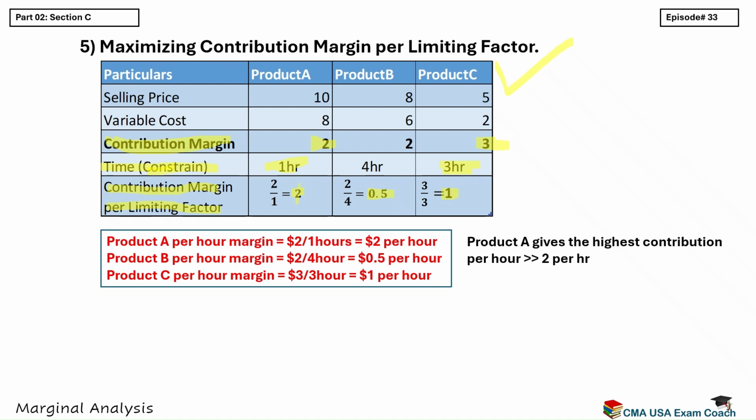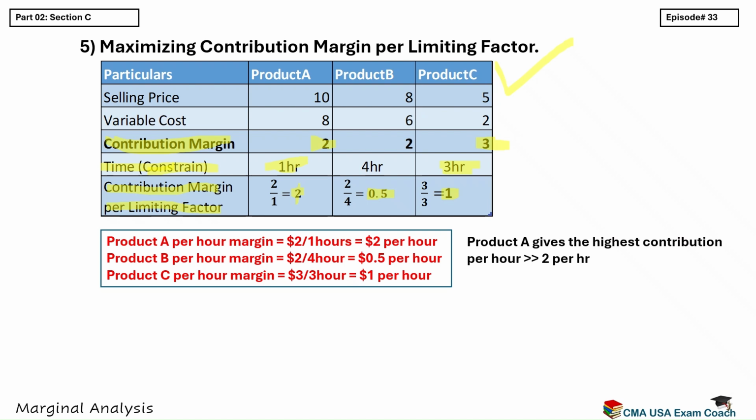In the exam, you can expect questions where they give you the contribution and the resource usage and ask you to recommend which product to prioritize. So always remember, when there is a constraint, think in terms of contribution per unit of constraint, not just total profit per unit.